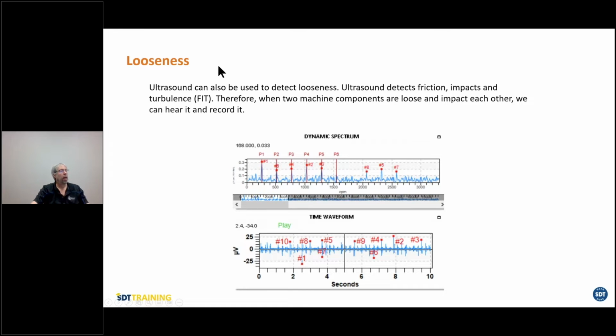So we can detect looseness with ultrasound as well. For example, looseness of a bearing fit on a machine. When you put a bearing, if your fit's not good, if it's shaky within the pedestal or the housing, it will create a loose condition. If it's very shaky, even very little, you can see it with ultrasound. So you can tell if you have a fit problem.